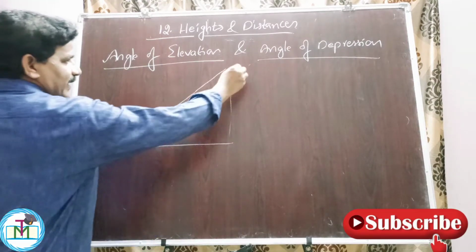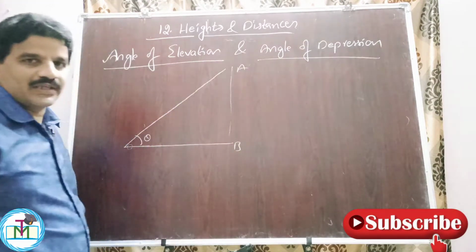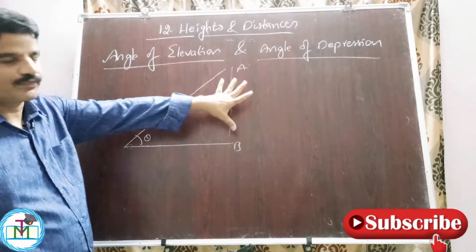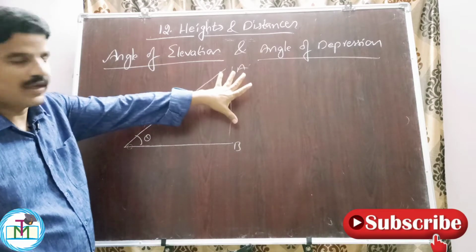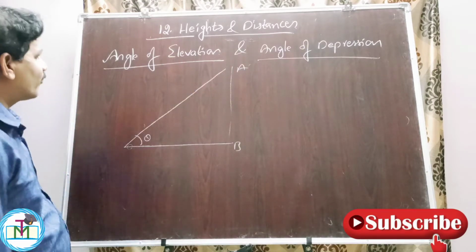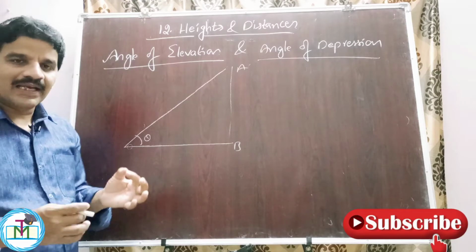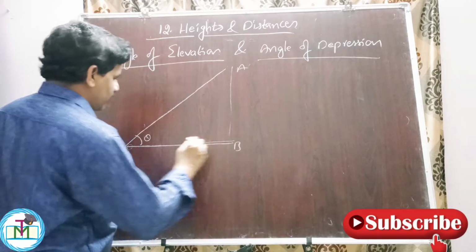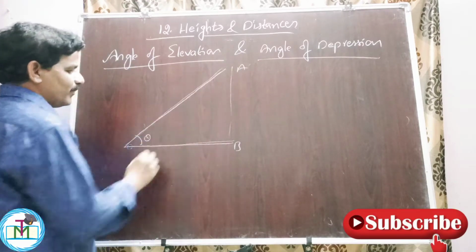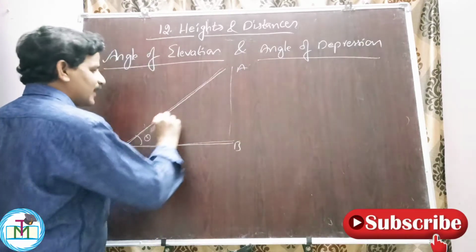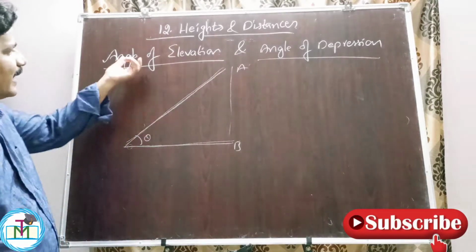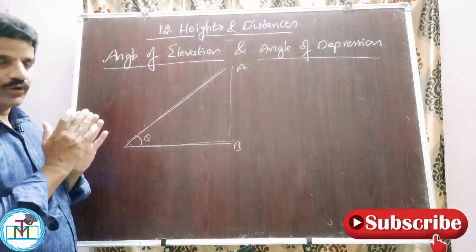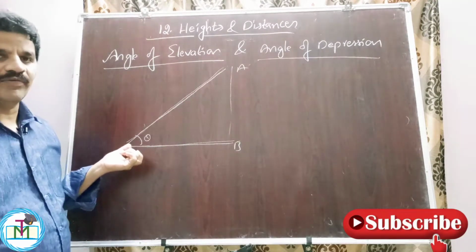So AB is an object. Object means it can be a tree, it can be a building, it can be a school building, it can be a lamp post, it can be a ship, whatever it may be. So angle of elevation is the angle between the horizontal line and the line of sight. Usually whenever we look upward, we get angle of elevation.